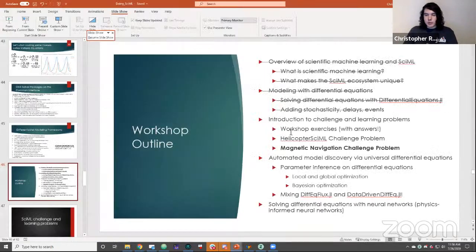So next on the workshop outline is introduction to some challenge and learning problems, right? So if you want to be able to continue to do scientific machine learning on your own, what are some examples that you should be working with? If this was a live workshop, I'd actually have you coding and be working with you here. But because that doesn't seem to work out in this online format, let me at least point you to all these different resources.